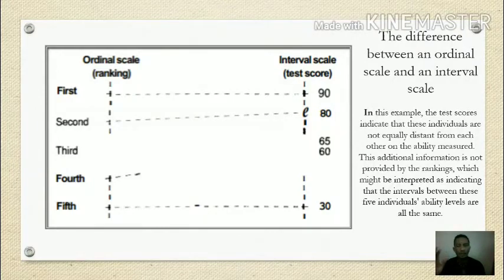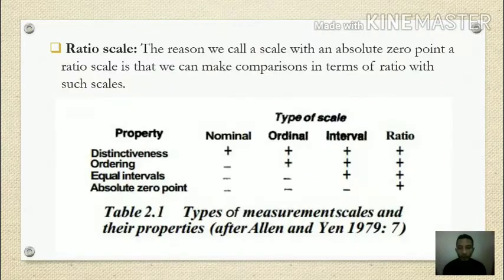Walaupun pada dasarnya interval atau rentang antara masing-masing tes skor itu tidak jauh berbeda, tapi kan dikategorikan sama. Oke, kemudian selanjutnya yang terakhir adalah ratio scale. The reason we call a scale with an absolute 0 point a ratio scale is that we can make comparisons in terms of ratio with such scales.